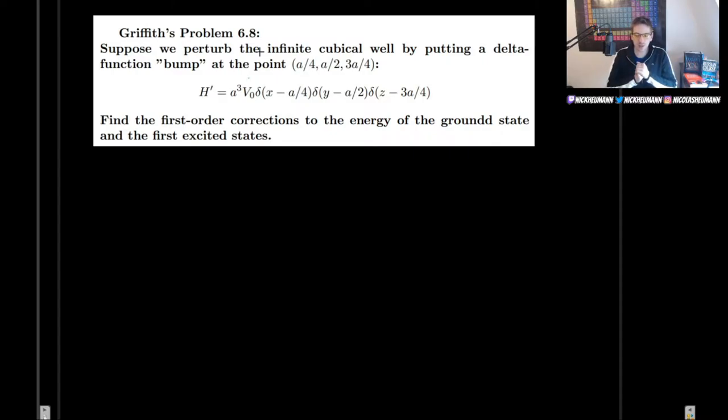Okay, so the first thing we need to do here, starting of course with the ground state, is to determine whether or not this is degenerate. Now, you might know the answer already if you remember what the infinite cubical well looked like, but just in case you forgot, I'm going to just do it anyways.